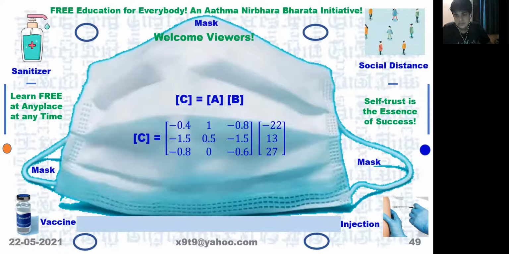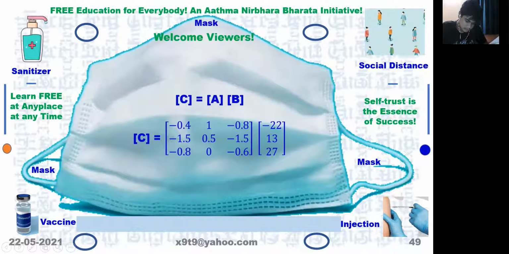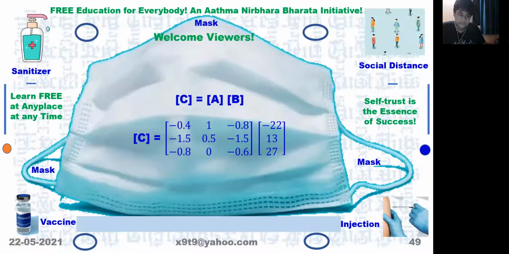What did I tell you the other day? Can you multiply A into B now? Size of A is 3 into 3. Size of B is 3 into 1. So what is the size of C?